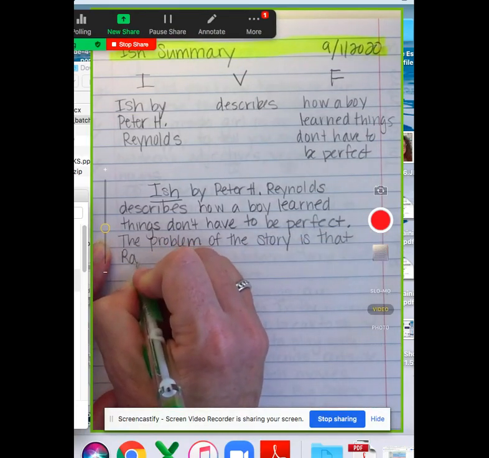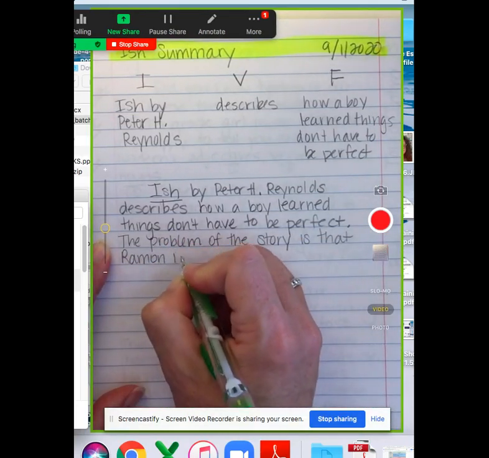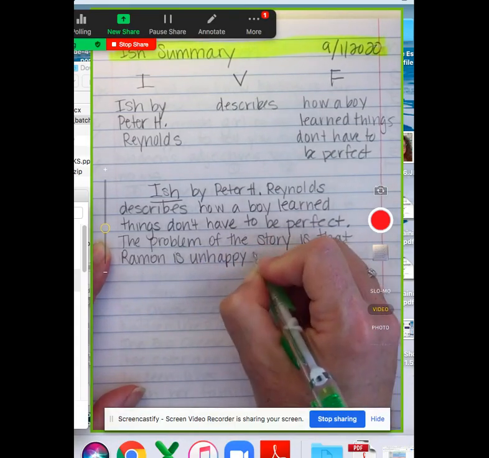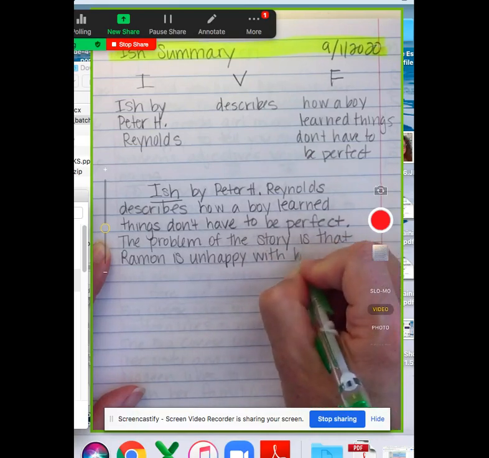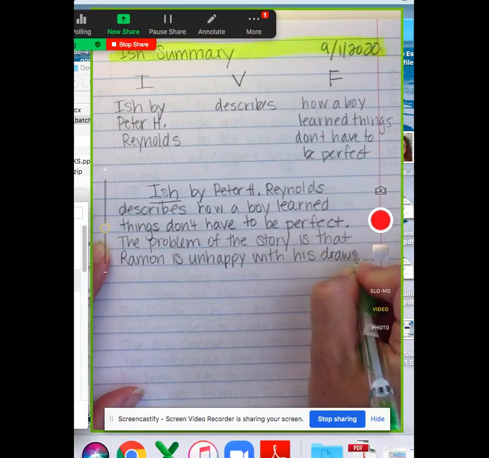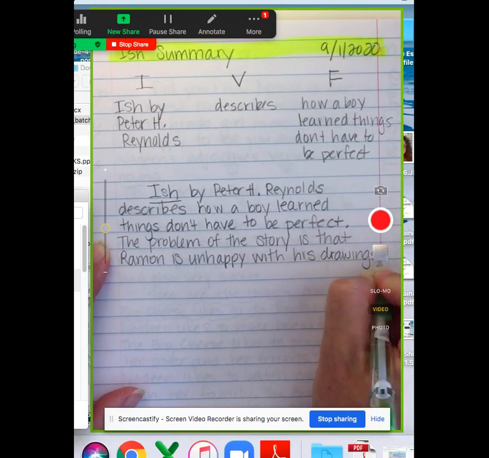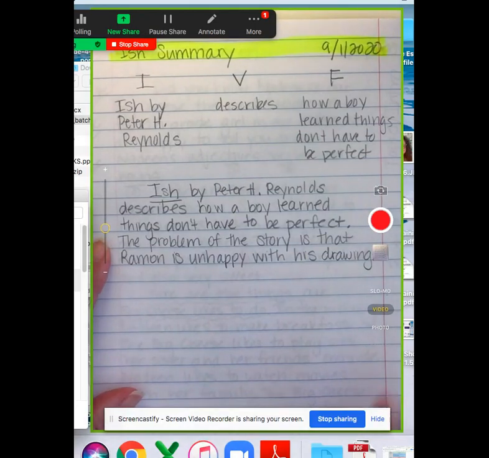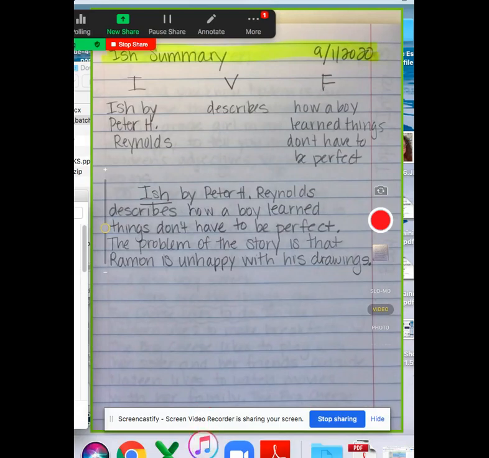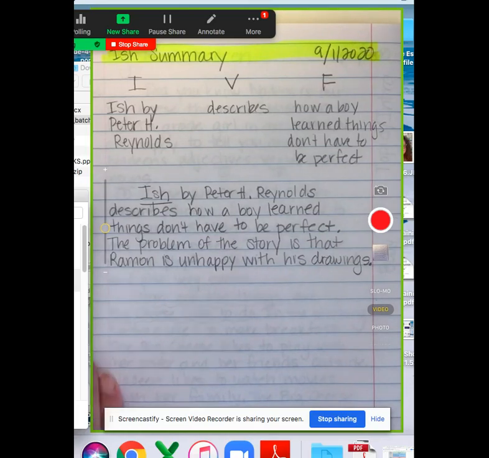Is that Ramon is unhappy with his drawings. Period. Now we're going to want to take those events and kind of catch the reader of our summary up on the events.